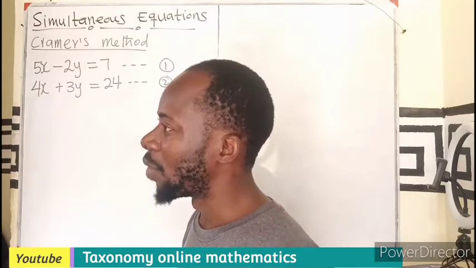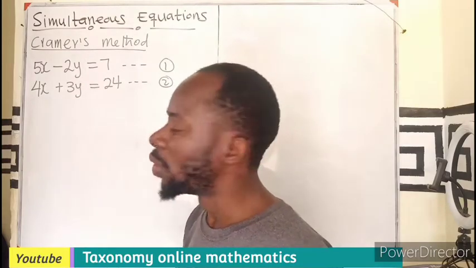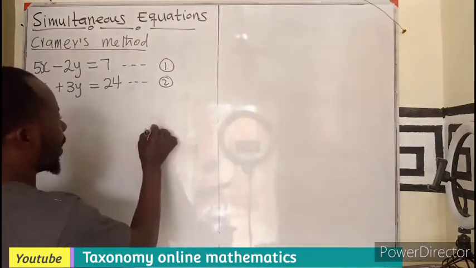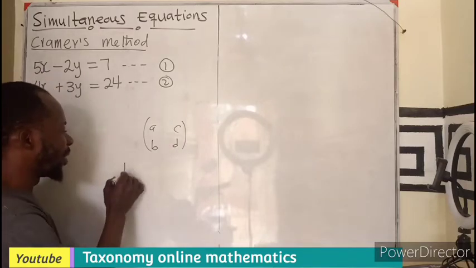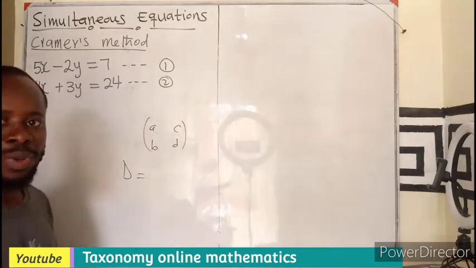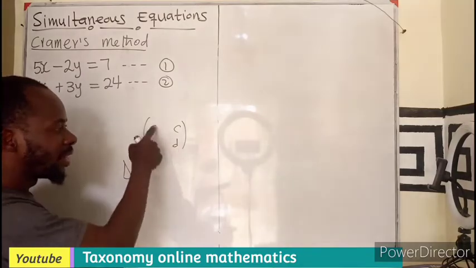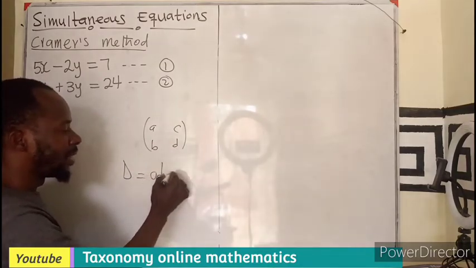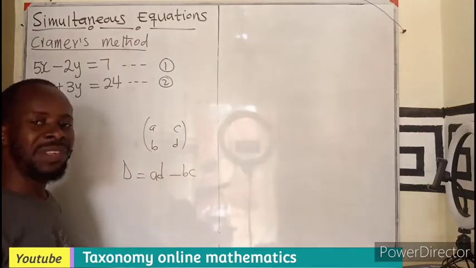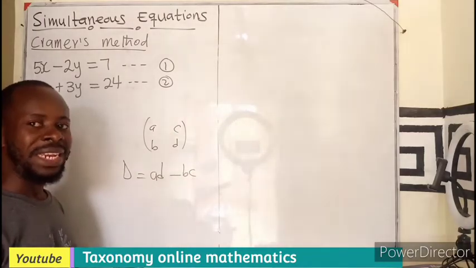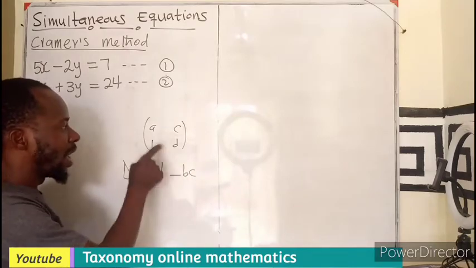The matrix determinant. So determinant of 2 by 2. If I have A, B, C, D, and I'm asked to find the determinant, it is going to be the product of the leading diagonal, that is AD, minus the product of the other diagonal, which is BC. So if you are going to find the determinant, we find the leading diagonal.